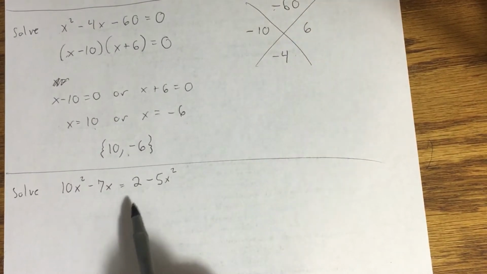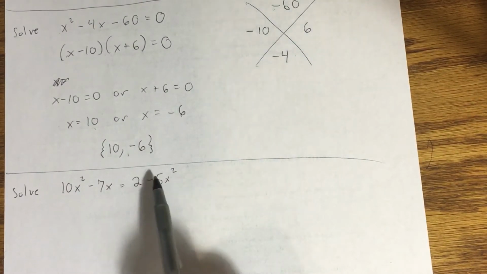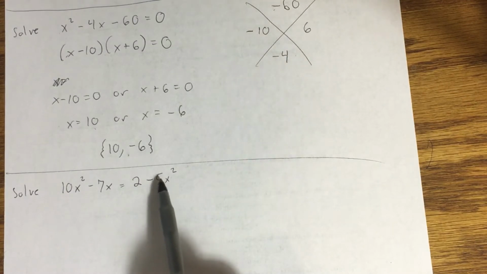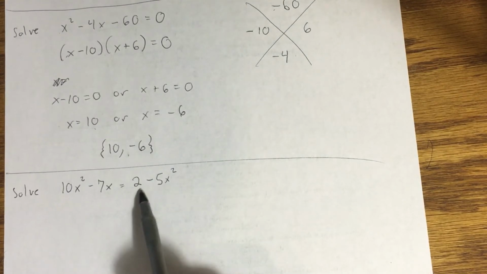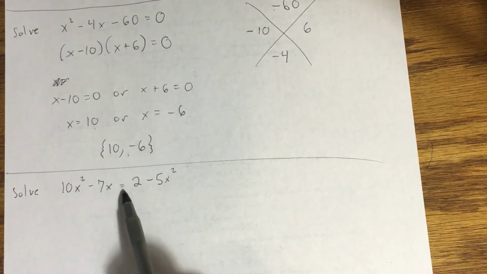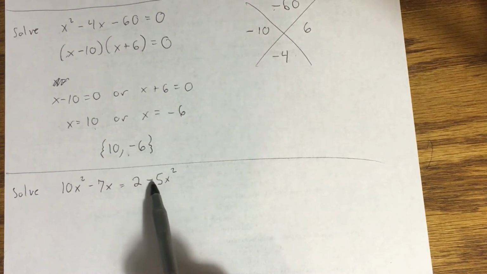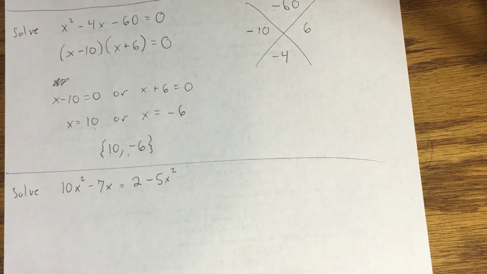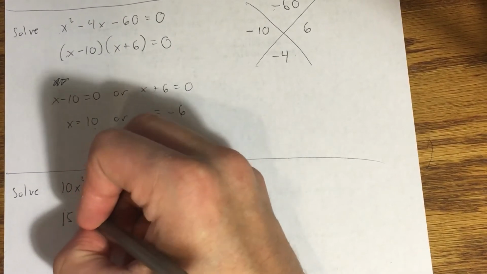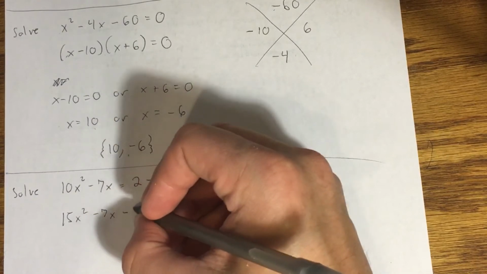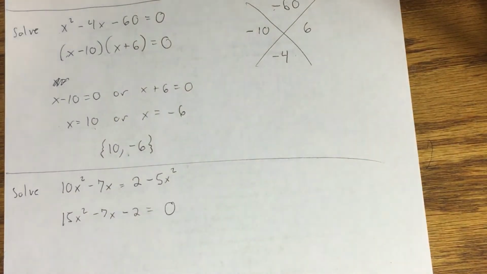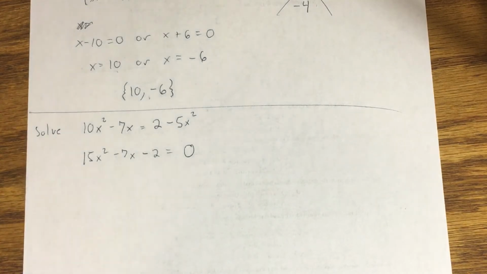That's not as big of a problem as it seems, because I can always get a 0 on one side of an equation by subtracting everything over to the other side. For example, if I subtract 2 from the left-hand side, I'll have a minus 2 here. If I take this minus 5x squared and add it to both sides, it'll combine with this 10x squared, giving me 15x squared. And I end up with 15x squared minus 7x minus 2 equals 0. So if we don't already have a 0 on one side of our equation, your first goal is generally going to be to put one there, and you can always do that.